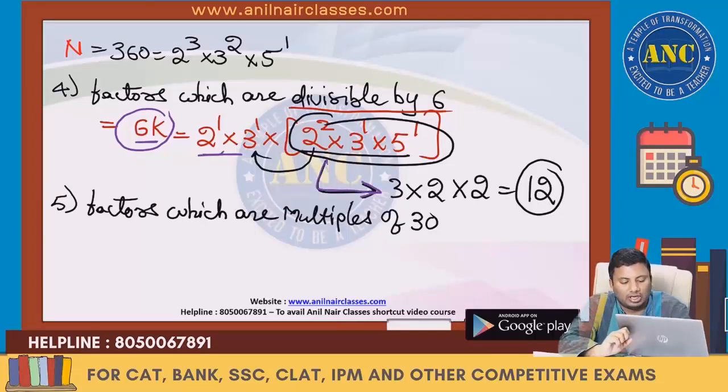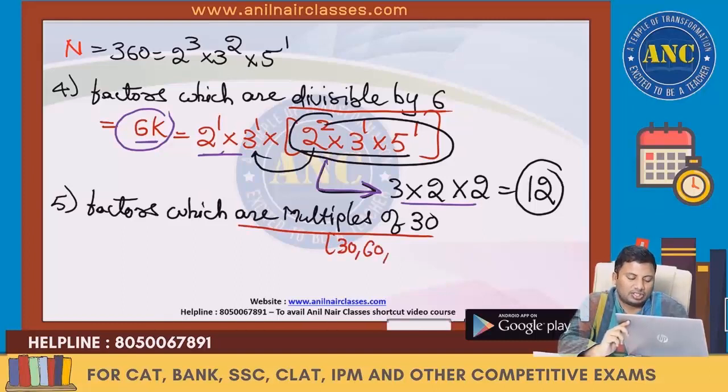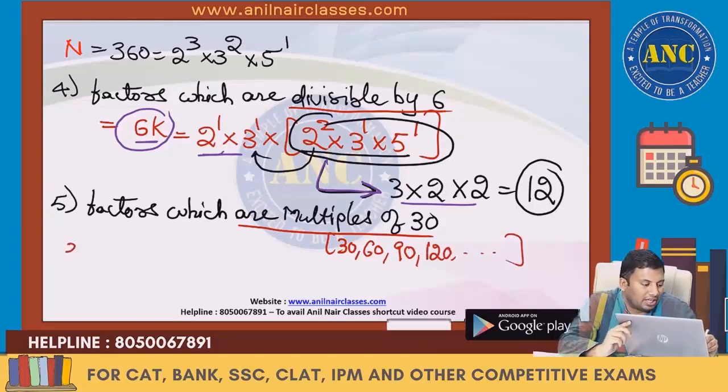0 to 2 is 3, 0 to 1 is 2, 0 to 1 is 2. 4 3s are 12. Next one. Any factor which is a multiple of 30. What are the multiples of 30? 3 1s are 30, 3 2s are 60, 3 3s are 90, 3 4s are 120. Any multiple of 30 is of the form 30k.